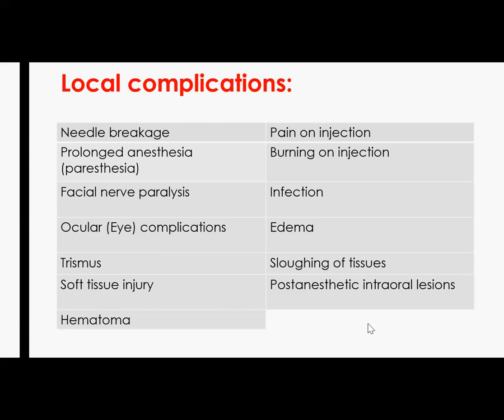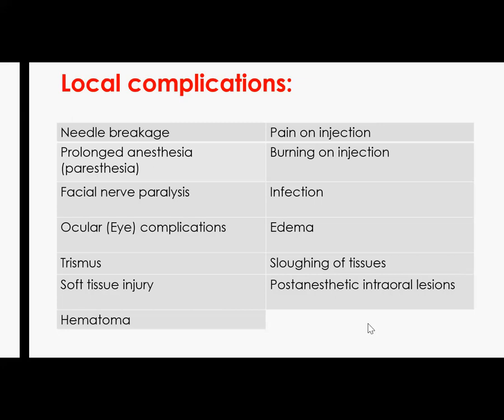Soft tissue injury, meaning injury in an area which is not desired at all. For example, you give local anesthesia for infiltration in the maxilla, and then due to cheek biting, the patient starts having soft tissue injury, which is inadvertent. So this is also a complication.